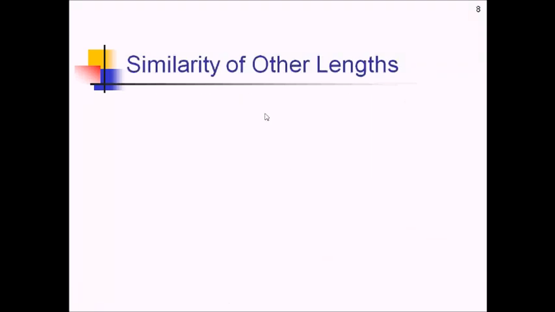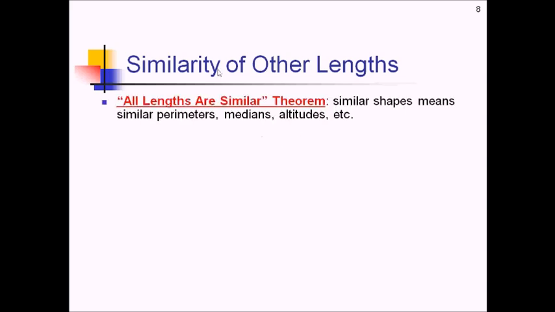Let's talk about similarity for things other than just the sides of a shape. It turns out that according to the all lengths are similar theorem, that's not really the technical name, but that's what it amounts to. When you have similar shapes, that means that everything about them that involves distance is similar, including perimeters, medians, altitudes, pretty much anything that's length-based.